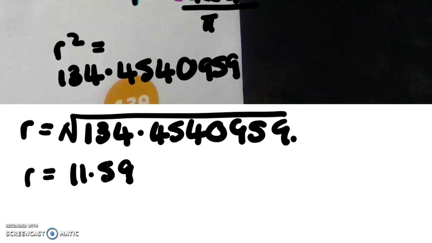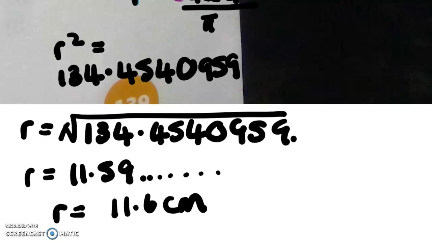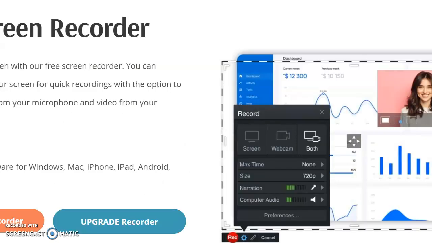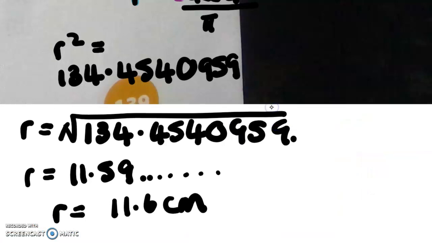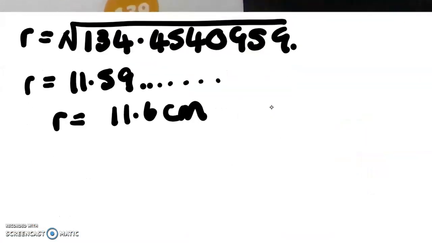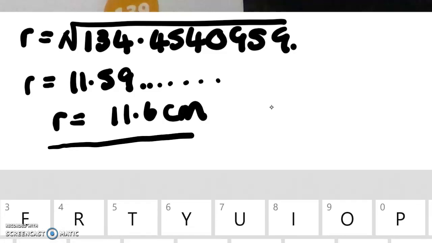Oh God, it's gone on me actually. But anyway, you keep writing it all down. And to one decimal place, they're asking for, lads, so we're going to say 11.6 centimeters. And that is it. That's the length of the hand on the clock, 11.6 centimeters. So your radius is the length of the hand.